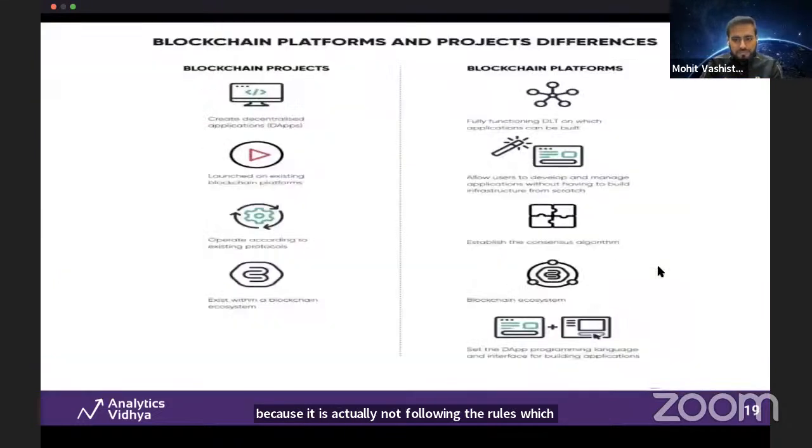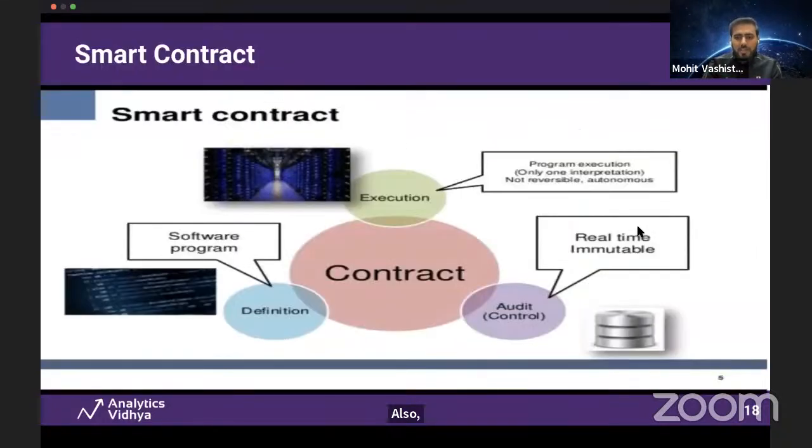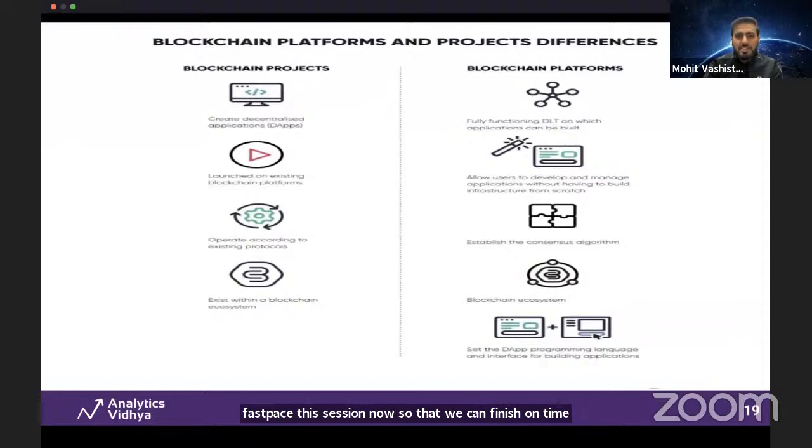So and then it is like audit control as well. There is a lot to tell, but I will try to fast-pace this session now so that we can finish on time. I can share slides later.